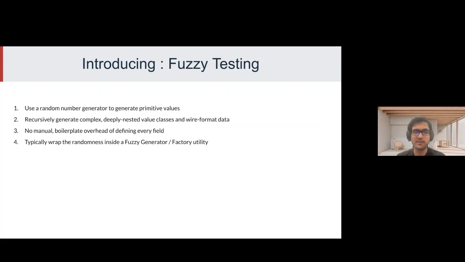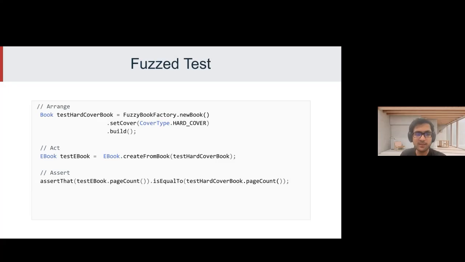Basically, use random generators to create your entire test data except the fields that you really care about. Typically, we wrap this randomness using a fuzzy factory utility. As an example, rewriting our previous example with a fuzzy generator, we would create a fuzzy factory which would create a new book, and all the fields in this new book will be populated randomly, including the author and the title. So we don't really have to worry about it anymore.